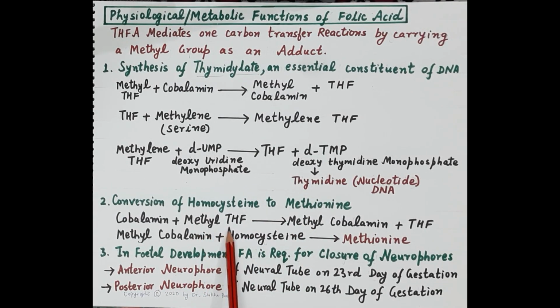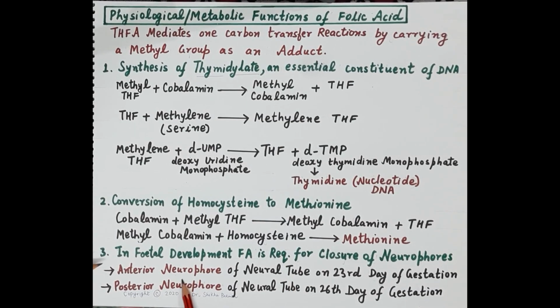Now, methyl tetrahydrofolate transfers the methyl group to cobalamin. So, there is formation of methyl cobalamin and tetrahydrofolate. Methyl cobalamin then transfers the methyl group to homocysteine, and homocysteine is converted to methionine. Thereby, there is a reduction or fall in the levels of homocysteine in the body.